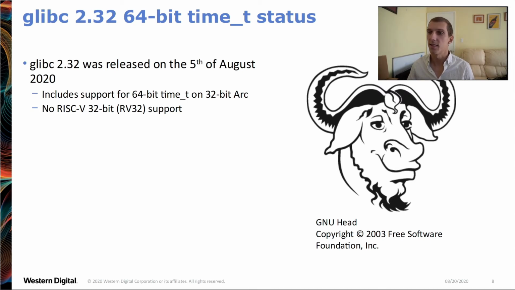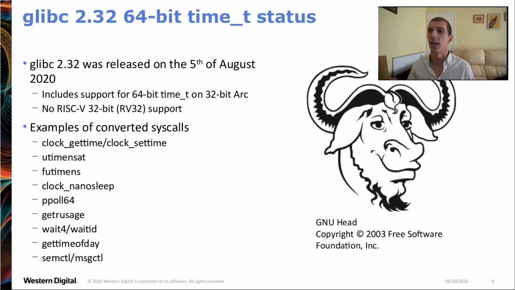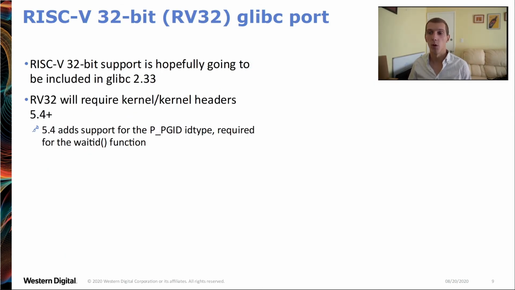And this is just an example of what some of the converted syscalls look like. Clock_adjtime, utimensat, and ppoll, things like that, have all been converted across. So RISC-V support will hopefully be included in the next Glibc release, 2.33, which will come out in about 5 months. So, I mentioned earlier about the waitpid bug as well in the kernel.